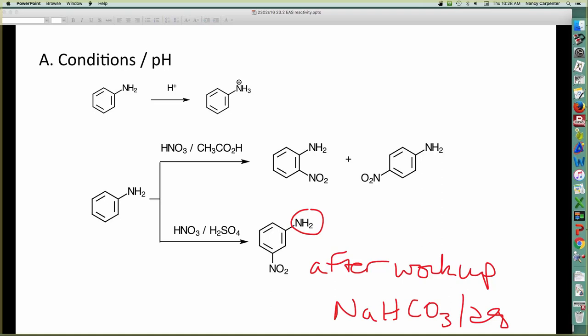So if you think about the mechanism and think about the fact that up here you have only mildly acidic conditions, there's not much of that ammonium ion present. So the primary species will be aniline, and therefore we get ortho-para direction. But in the case of strongly acidic conditions, we've got a boatload. The primary species is the ammonium ion, and boom, we get meta directing.